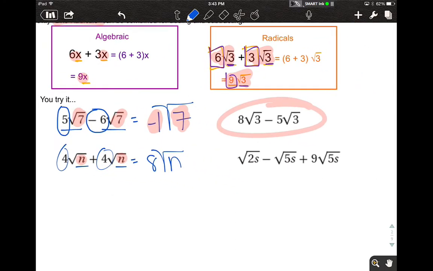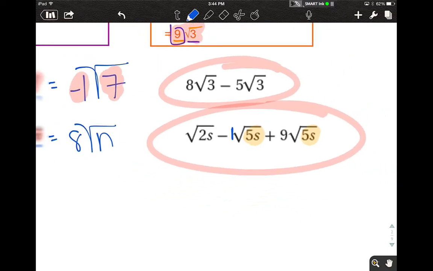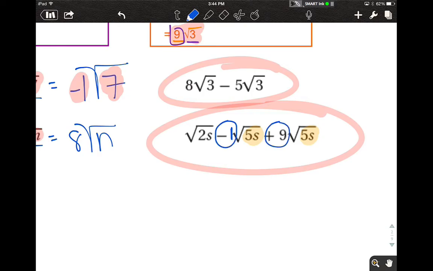Okay, be careful. With this last example here, it looks to me like there are only 2 like terms. Those could get added together. Remember, lots of tricky pieces in here. If you don't see a number in front, put a 1. So I have -1 and I have +9 with like terms. So that would make me, I guess, +8 root 5s.